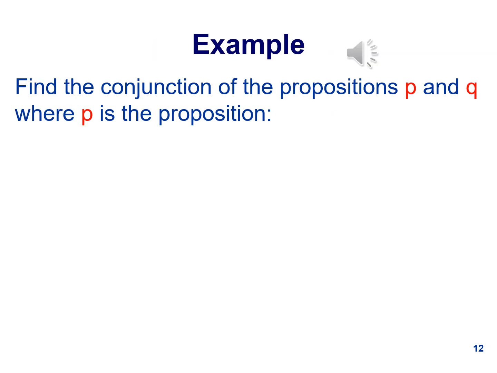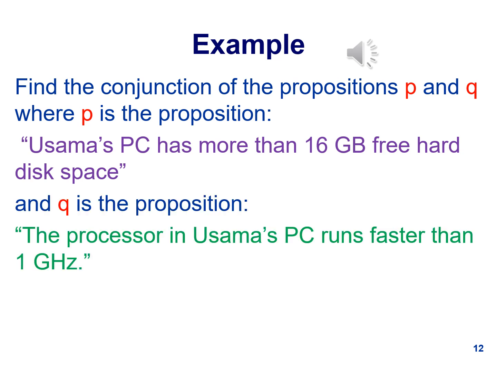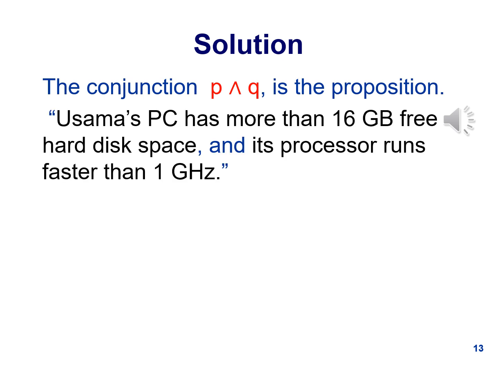Find the conjunction of the propositions P and Q where P is the proposition "Usama's PC has more than 16 gigabytes free hard disk space," and Q is the proposition "The processor in Usama's PC runs faster than 1 gigahertz." The conjunction P and Q is the proposition "Usama's PC has more than 16 gigabytes free hard disk space, and its processor runs faster than 1 gigahertz."